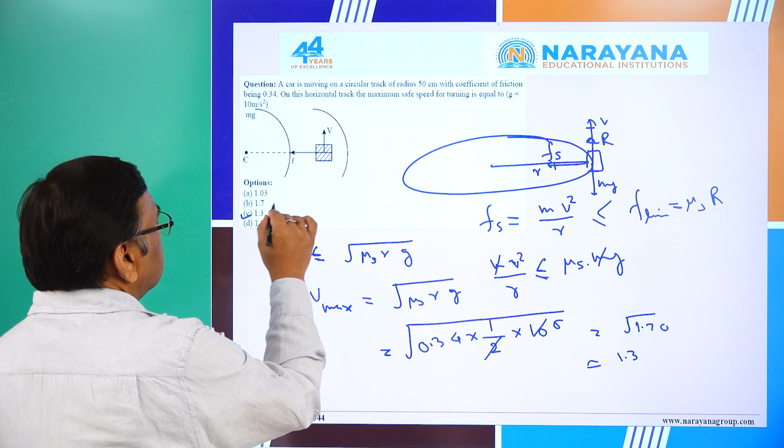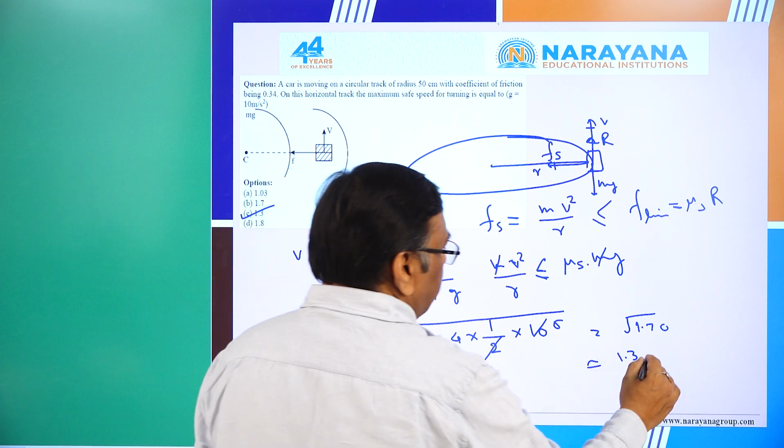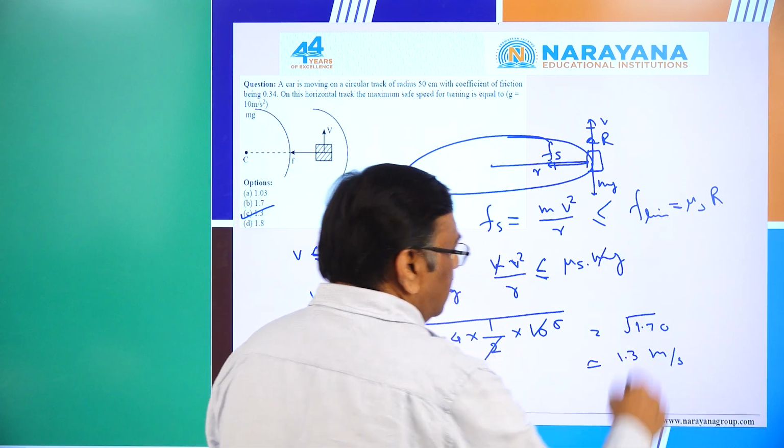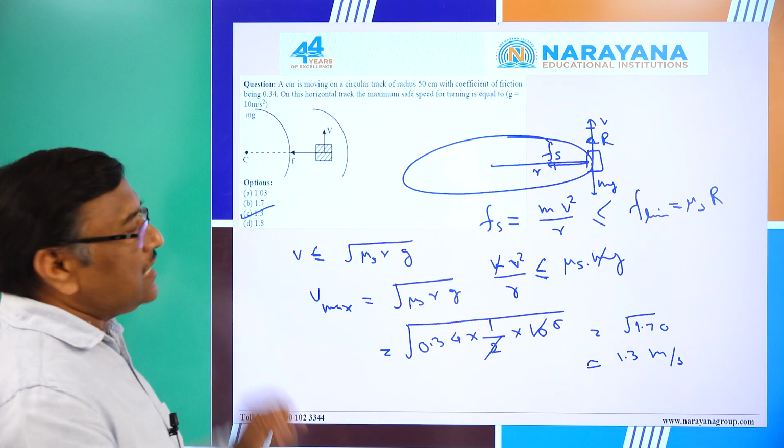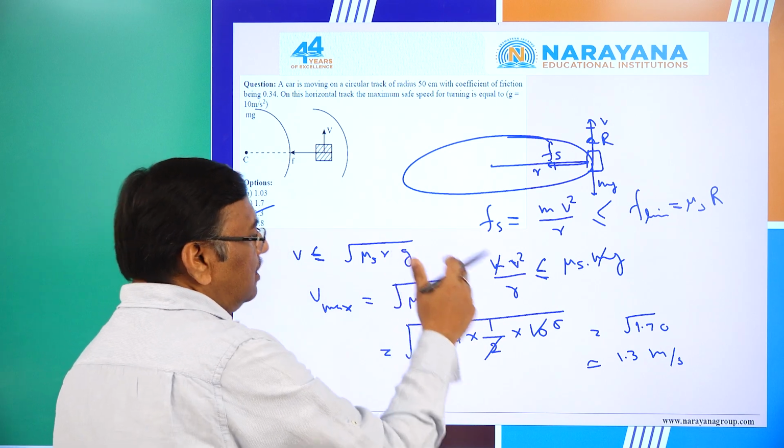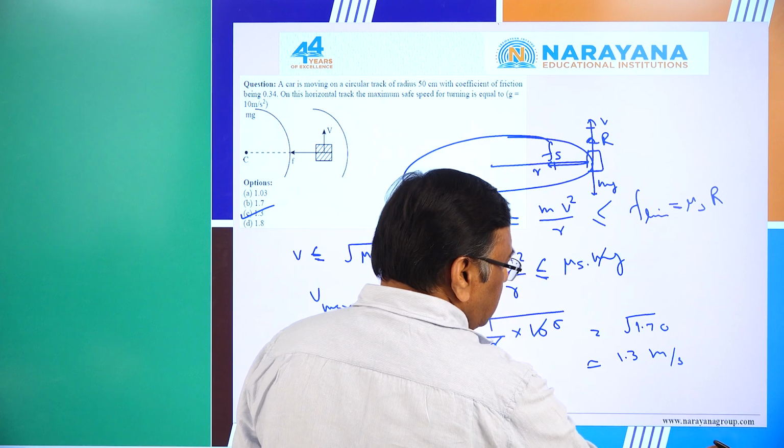That means the answer should be C here. All the values are in SI, so it is 1.3 meter per second. I hope you understand this question, what we are doing. Okay, let us proceed to the next question.